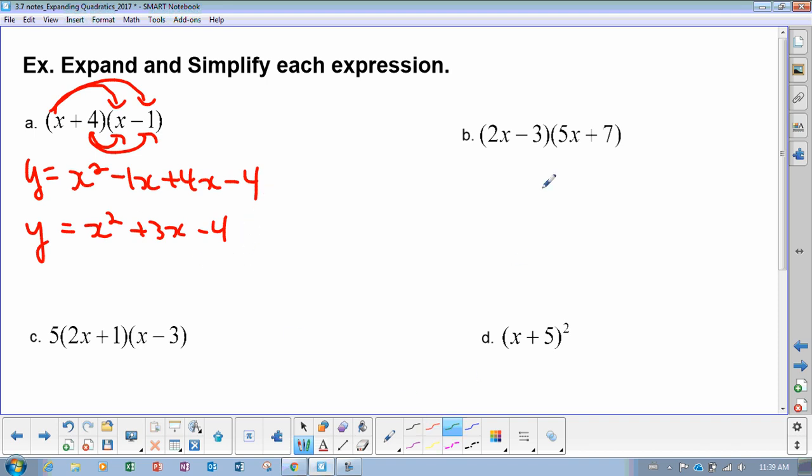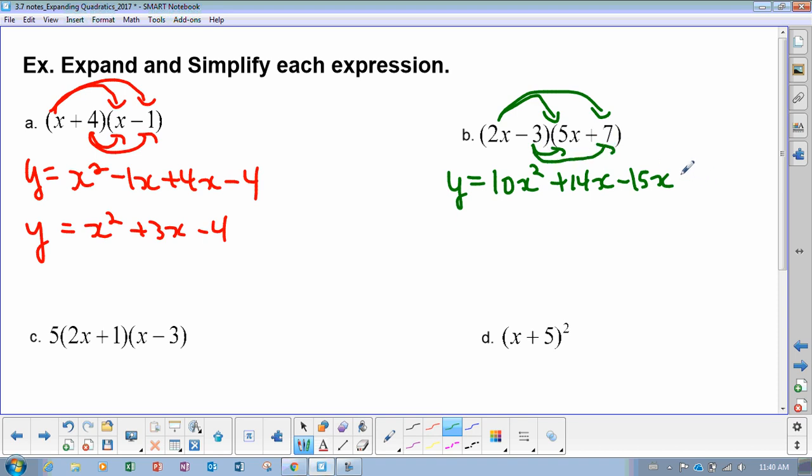All right, so let's do this second example. So I'm going to do the same thing, except now my numbers are a little bit bigger. Doesn't matter. So I have 2x times 5x. So the 2 and the 5 will multiply. We get 10. X and x is x squared. Now for these here, we're always ending up with a quadratic, with a parabola. So it has a degree of 2. So if you don't get an x squared and you notice you have 2 x's, then I would go back and check your work. Then we have 2x times 7. So I have plus 14x. Then I have negative 3 times 5, so it's minus 15x, and then negative 3 times 7, it's negative 21.